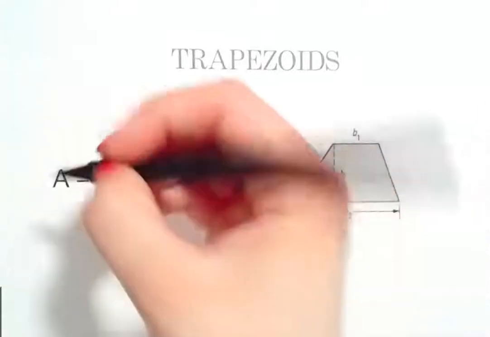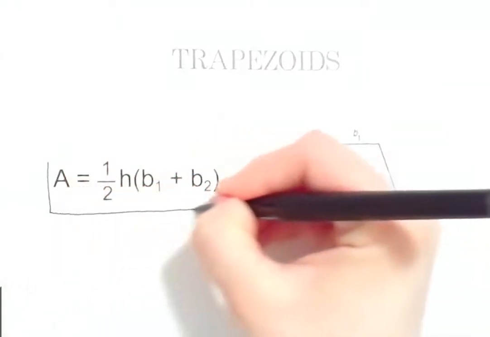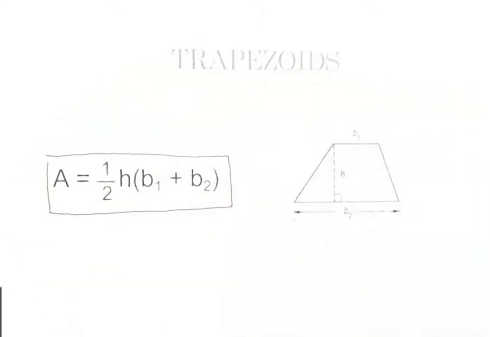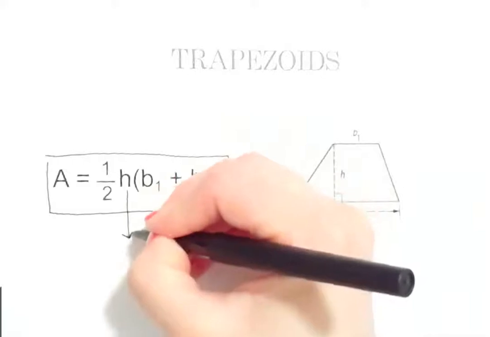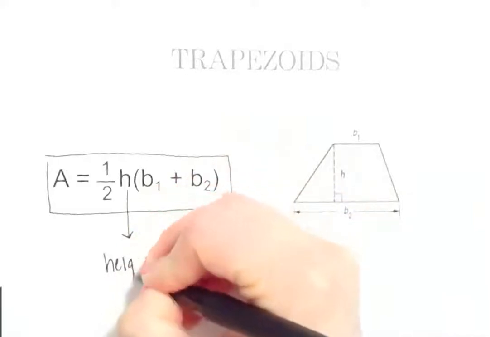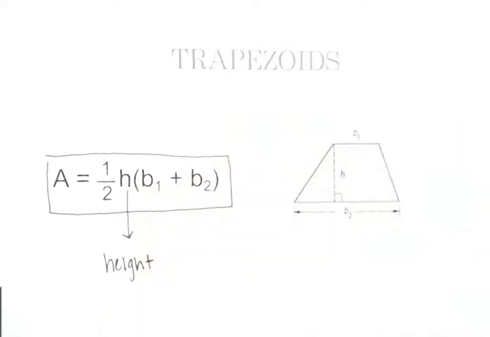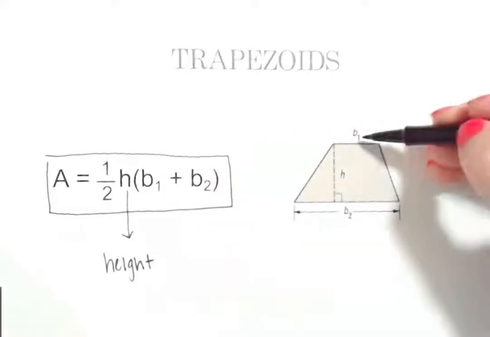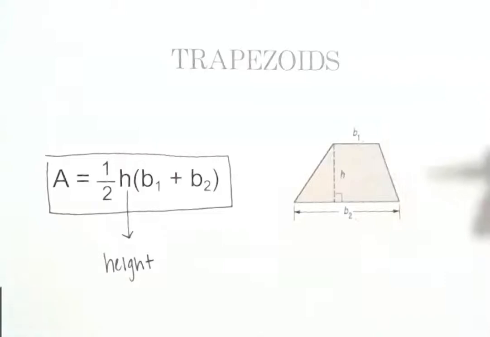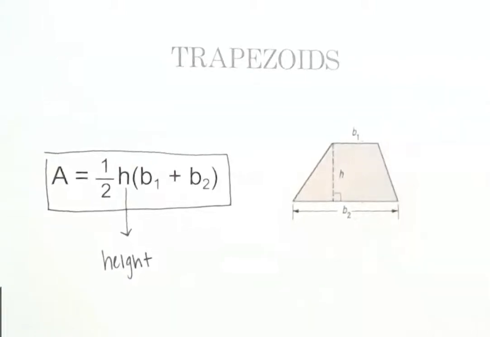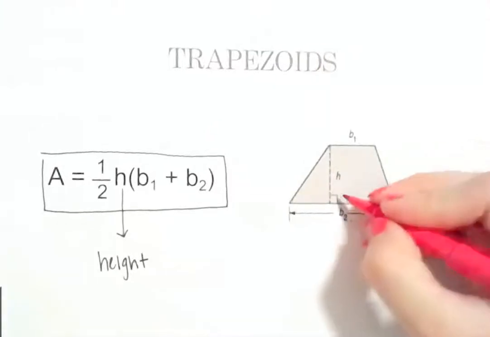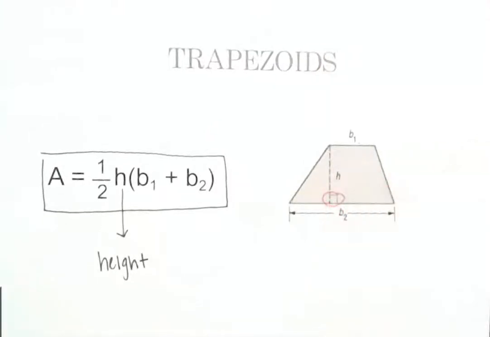Now the formula which you want to get down for finding the area of a trapezoid is half times your height times the sum, which means I'm going to add these together, of our bases. Just to recap a little bit here, remember your height is always perpendicular to one of your bases, so you're always looking for that right angle.